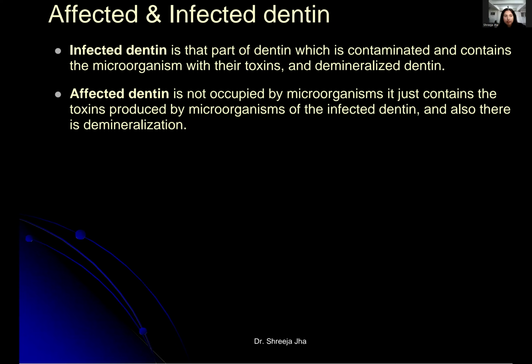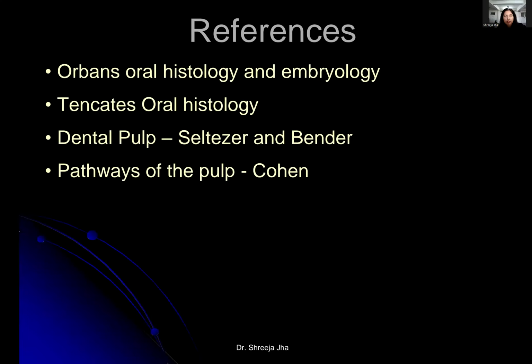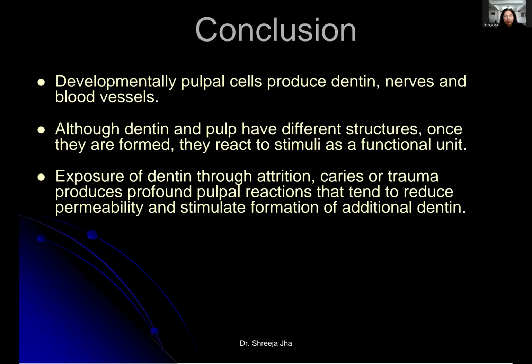So these are the references. Conclusion. Developmentally, pulpal cells produce dentin, nerves, and blood vessels. Okay? All dentin and pulp have different layers to form a functional unit. Restorative procedures produce profound pulpal reactions that tend to reduce permeability and stimulate formation of additional dentin.